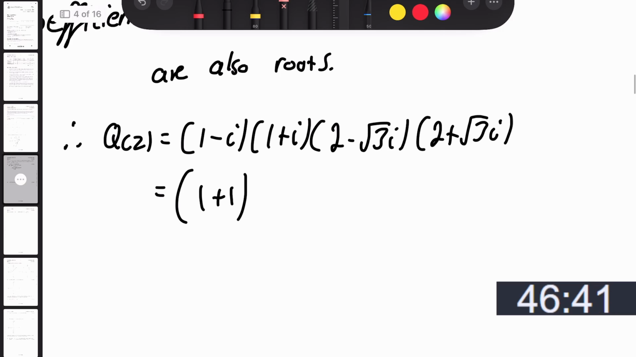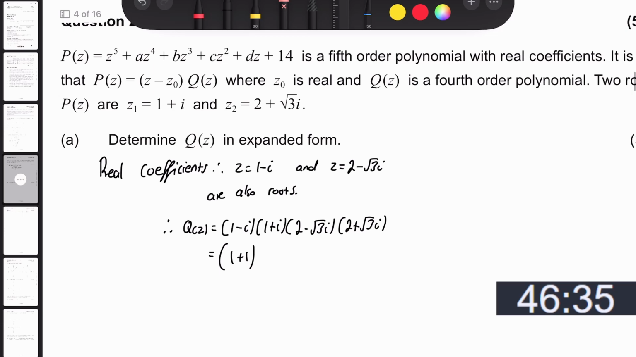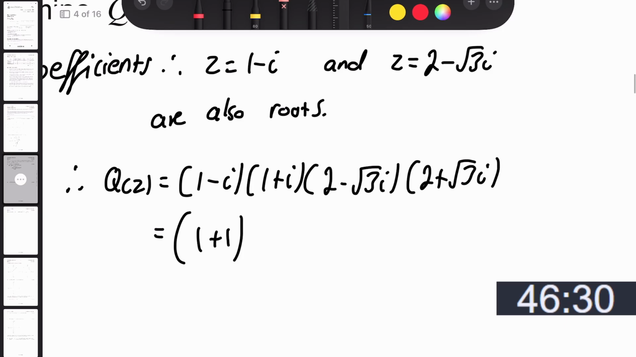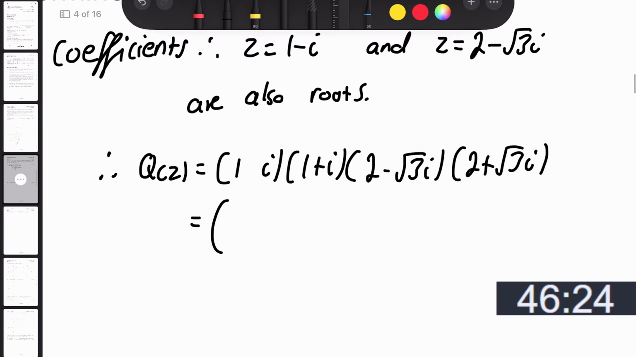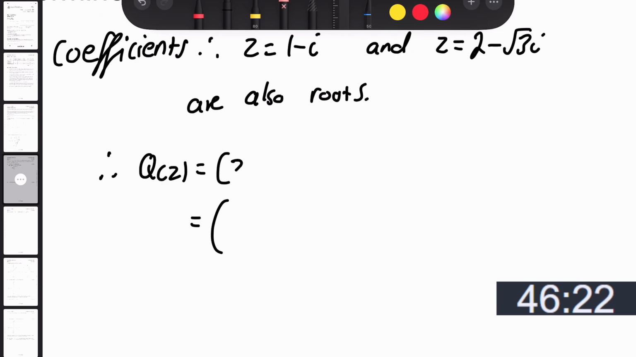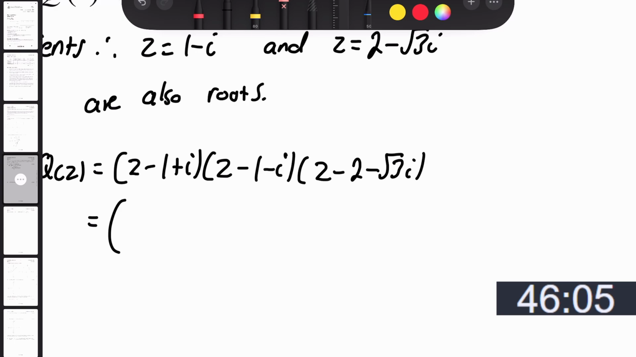Wait, is that right? I think this is fine. Oh wait, no, because it's going to be z minus. So z minus 1 plus i, and then z minus 1 minus i, and then z minus 2 minus square root of 3 i, and then z minus 2 plus square root of 3 i.